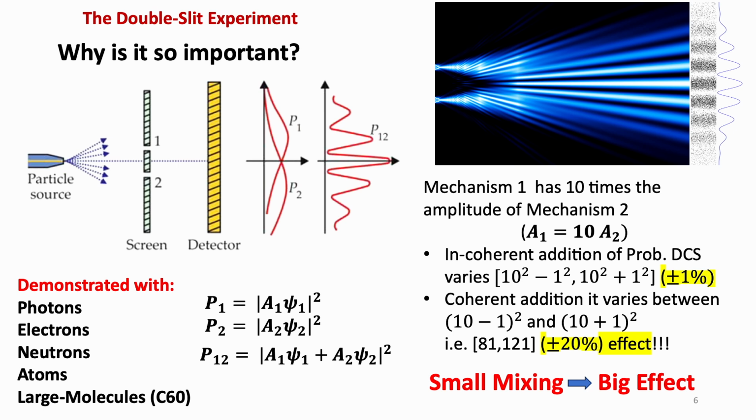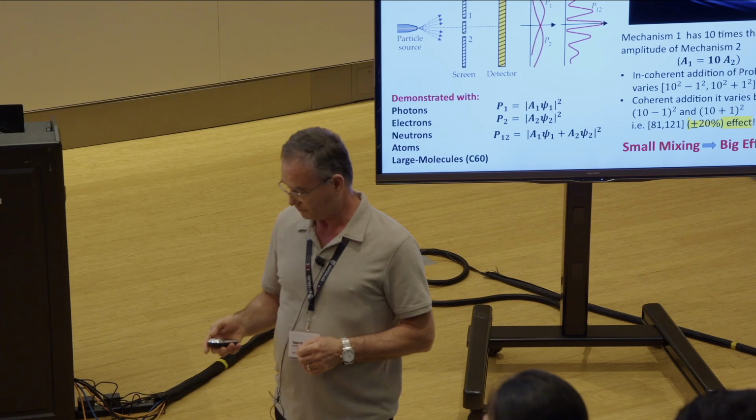If you look at the probability distributions P1 and P2, and then you allow for superposition, suppose we are talking about two different mechanisms in the chemical reaction, one with an amplitude 10 times bigger than the other. If you look at P1 and P2, the difference is only plus or minus 1%. But if we take the sum and difference of the amplitudes and then square it, you see the effect is 20%, which means a small mixing between the two channels leads to a big effect. And we're going to see this big effect in chemical reactions when you think about the interference between two pathways.